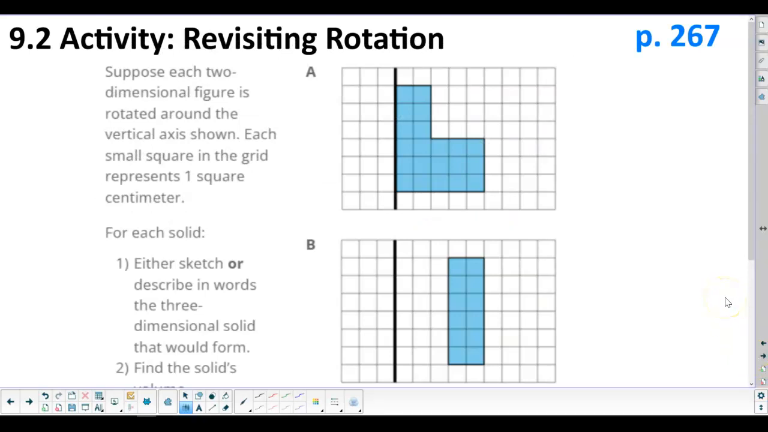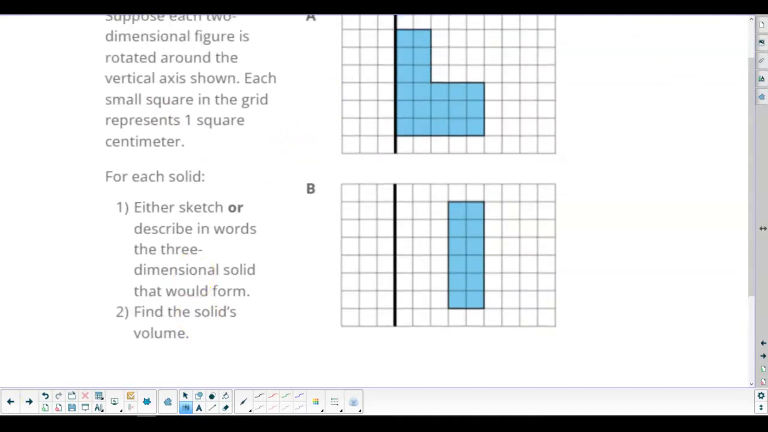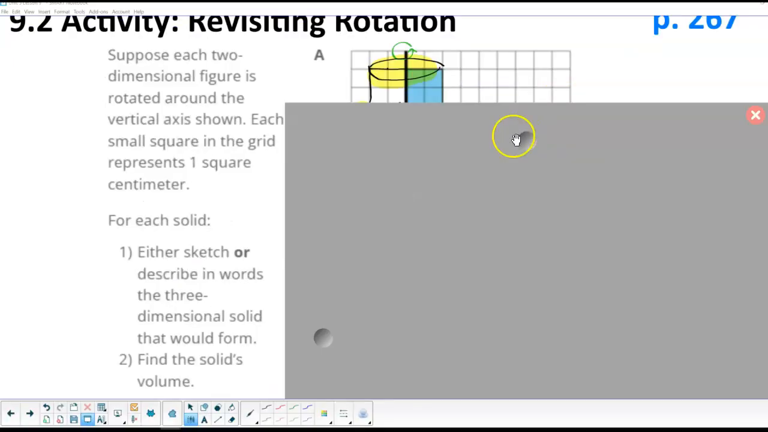All right, we're going to do section 9.2 on page 267. If you'd like to pause it right now, go ahead and pause it, read through, and try problems 1 and 2. So let's look at number 1. It says, either sketch or describe in words the three-dimensional solid that would form from rotating around the vertical axis.